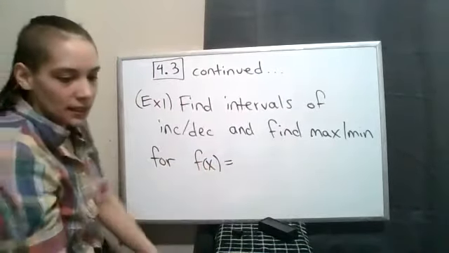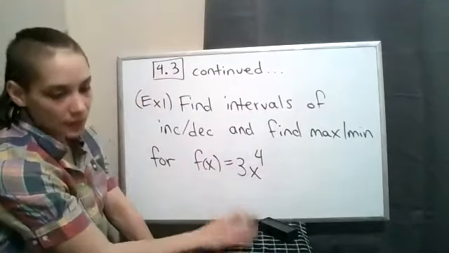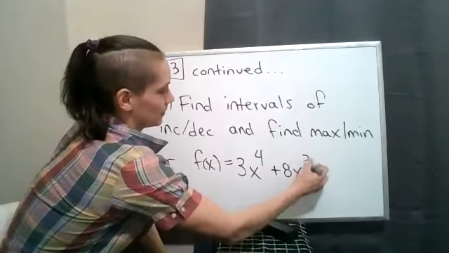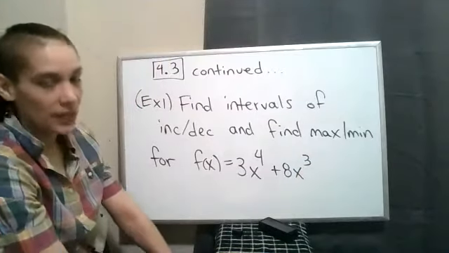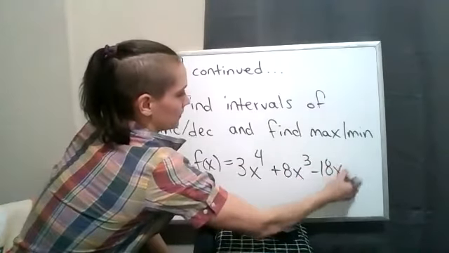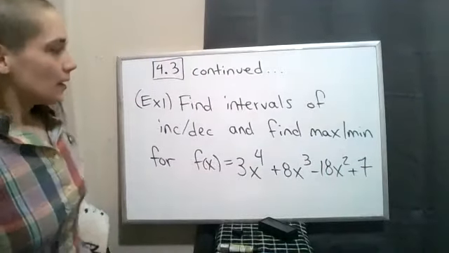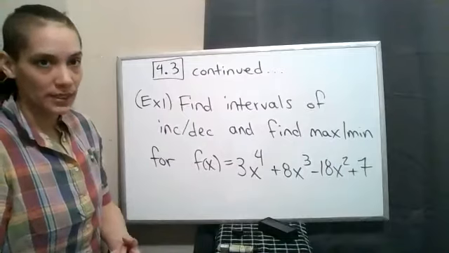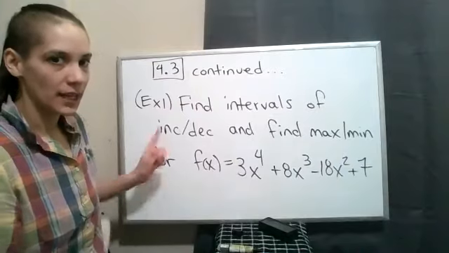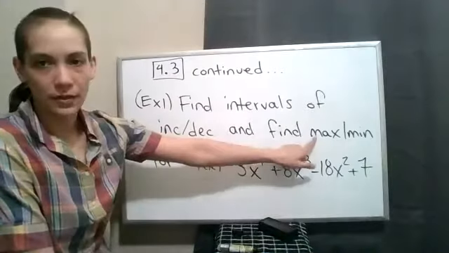The function is 3x to the fourth, add 8x cubed, subtract 18x squared and add 7. Okay, so we find critical points, and then we make a sign chart and split up the sign chart into intervals, and from there we'll get our increasing or decreasing. Use that info to find a max or min.